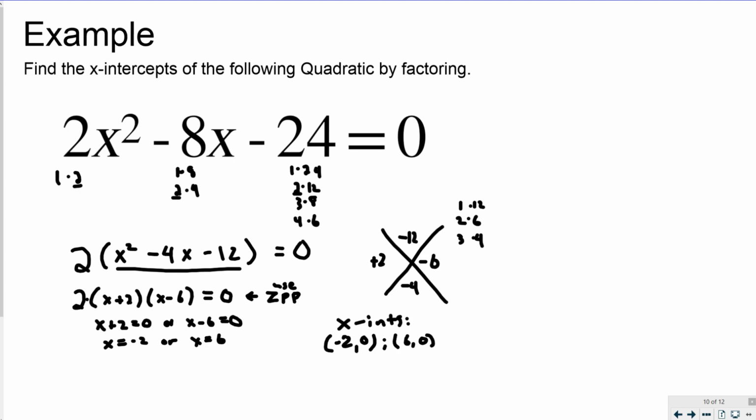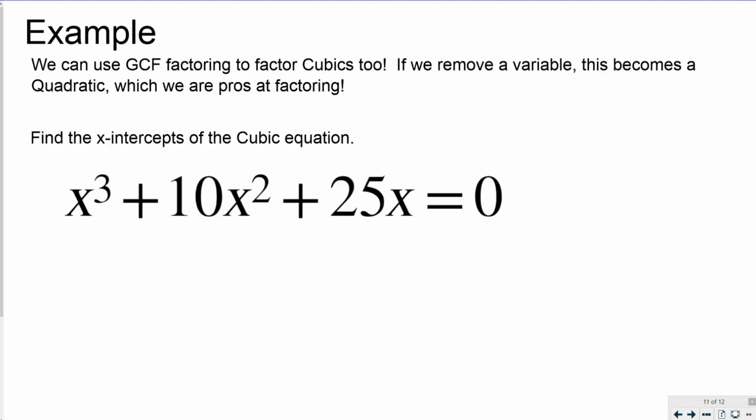And so finally, the last example is that we can use GCF factoring to factor cubics too. If we remove a variable, this becomes a quadratic, which we're pros at factoring. So let's do that. Find the x-intercepts of the cubic equation. I see no number in front of the coefficient here, so there's nothing that I can factor out numerically because this is only a 1. And I don't bother factoring 1 because it doesn't change the value.